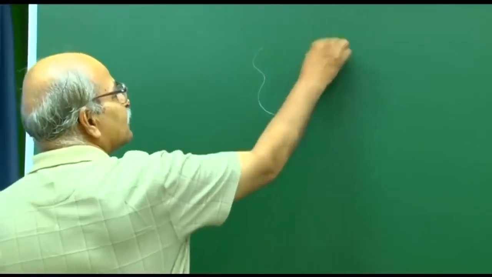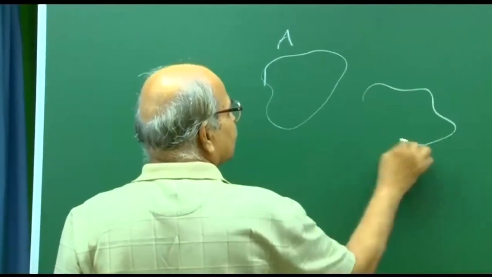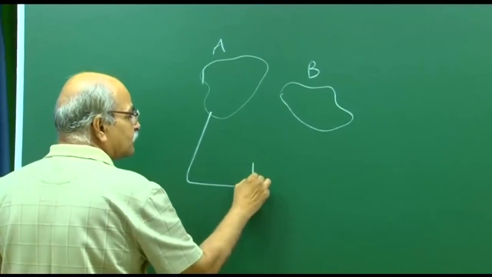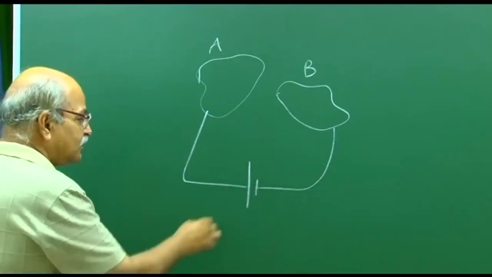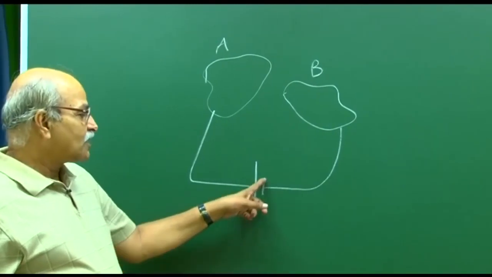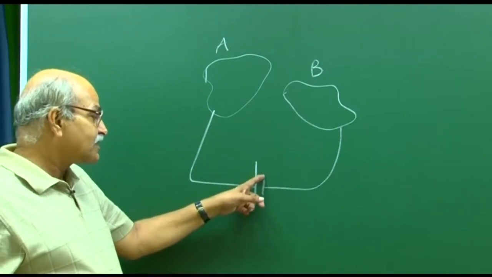Now, suppose you have two conductors and connect them to the two terminals of the battery. Suppose you have some conductor A, and nearby you also have some other conductor B, and you connect them to a battery or a cell. This is the symbol for battery. The longer line represents higher potential, the smaller line represents lower potential, which we generally take 0, but not necessarily.